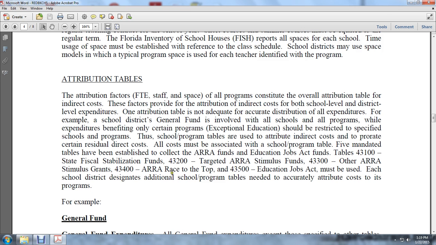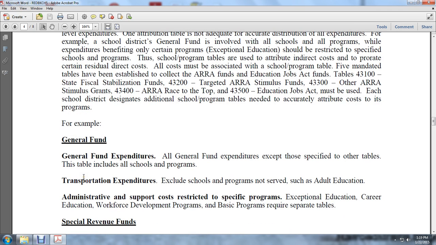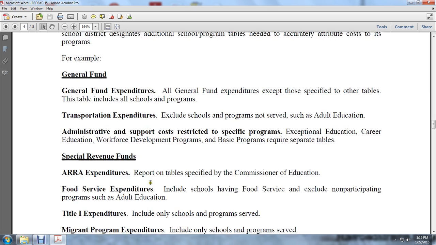Each school district designates additional school program tables needed to accurately attribute the cost to the programs. For example, general fund expenditures: all general fund expenditures except those specific to other tables. This table includes all schools and programs. Transportation expenditures exclude programs not served, such as adult education, and administrative and support restricted to specific programs. Exceptional education and career education workforce development programs. The basic programs required for the service have separate tables.